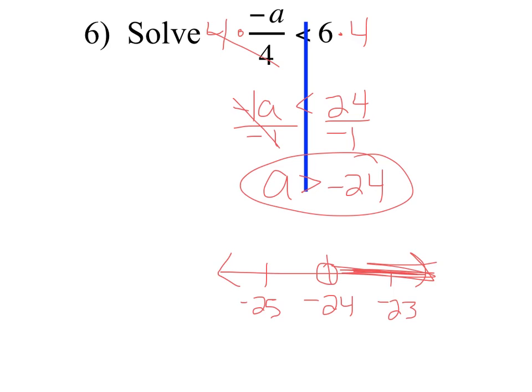So that's it for these notes. Hopefully you remembered that rule for inequalities, and we will practice more with it next class and do multiple step inequalities.